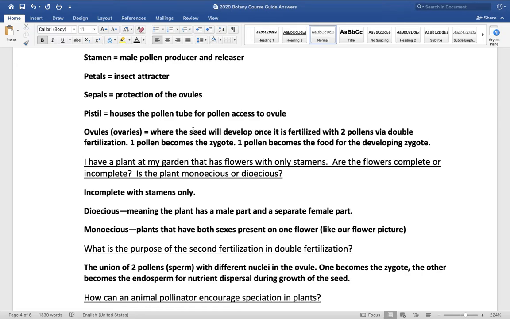Are they monoecious or dioecious? So that plant is dioecious. Dioecious meaning that particular plant has a separate male flower or part and a separate female flower or part. Or there might be another plant, like there might be a female plant and a male plant in some species. Monoecious means that both sexes are present on one flower, and that's what our picture was about. It showed the pistil down the middle and the stamen with the pollen around the outside.